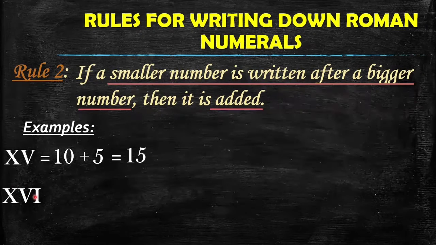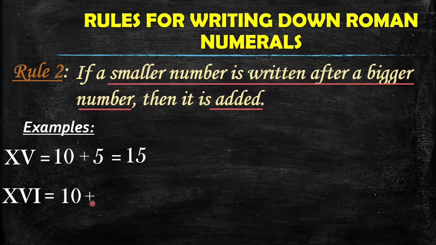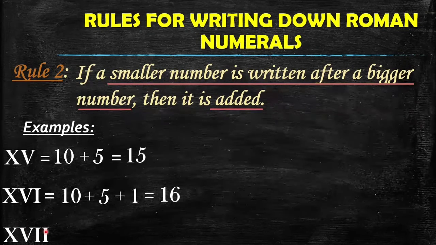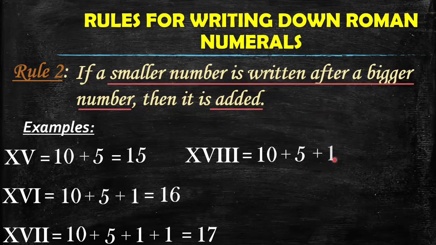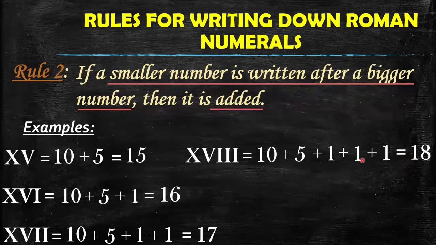Next example we have XVI. X means the number 10, V means the number 5 and I means the number 1. So we write down equals 10 plus 5 plus 1 equals 16. Then we have XVII equals 10 plus 5 plus 1 plus 1 equals 17. The last example, XVIII equals 10 plus 5 plus 1 plus 1 plus 1. When you add up the numbers, your answer is 18.